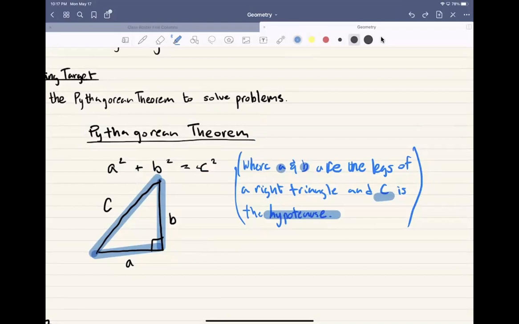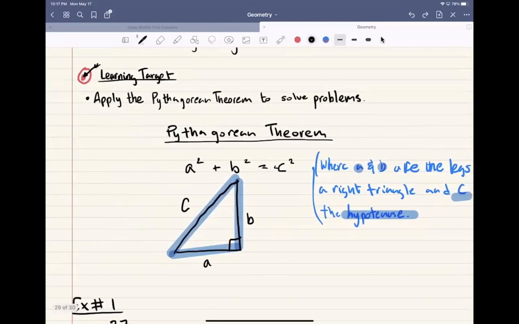The rest of this lesson is going to be mostly just using this theorem to solve for missing side lengths. And you're going to see how this goes into our next couple of units, where we go into special triangles, 45-45-90, 30-60-90. And eventually you'll see how it goes over to our trigonometric ratios at the very end.